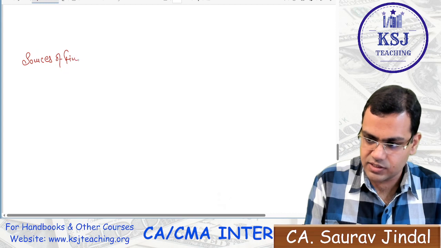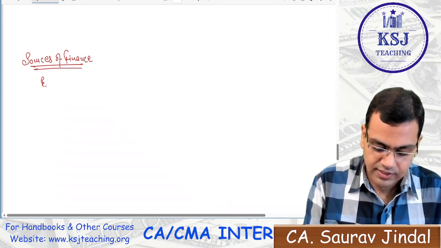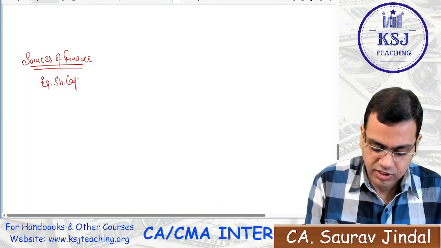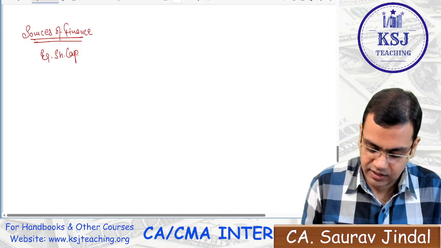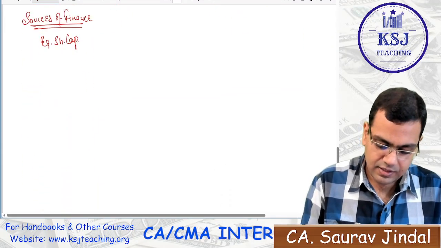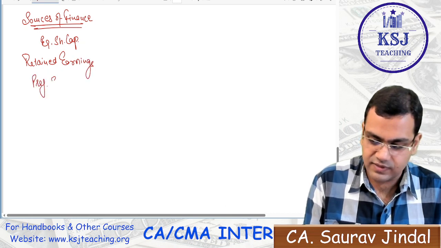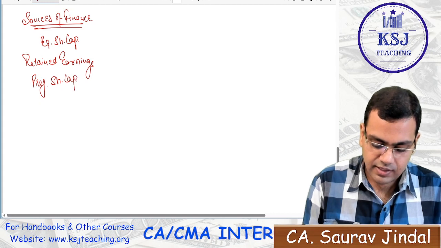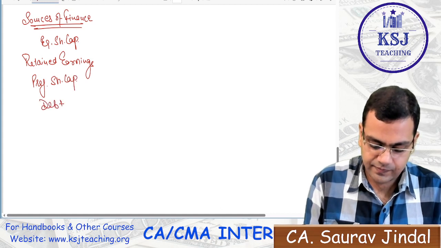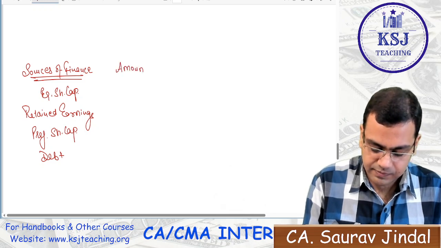What are the various sources of finance? Sources of finance means how much is the equity share capital, how much amount you have invested from the retained earnings. Then what can be another thing? Another thing is how much amount you have invested in the preference share capital, and how much you have from the debt. Clear? So you will take the amount.